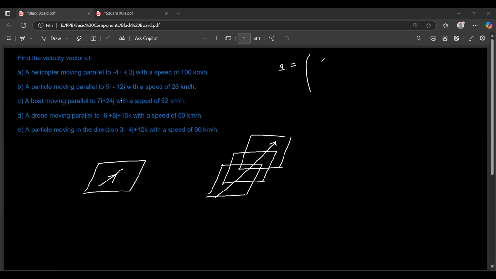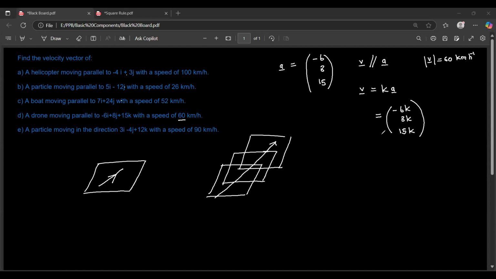And the movement is given as 6, 8, 15. So V is parallel to A, which means V is equals to KA, and that can be given as minus 6K, 8K, 15K. And they have given us the speed also. Speed is 60 kilometers per hour. So the modulus of V is equals to 60 kilometers per hour.